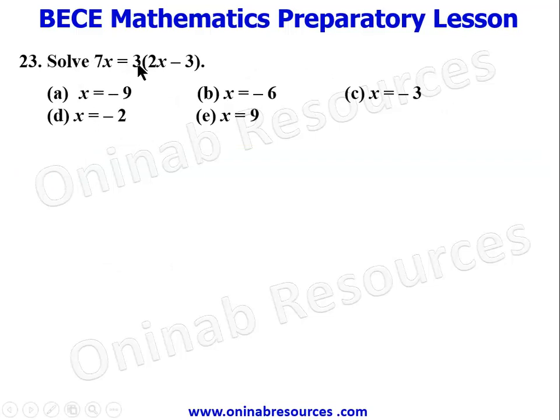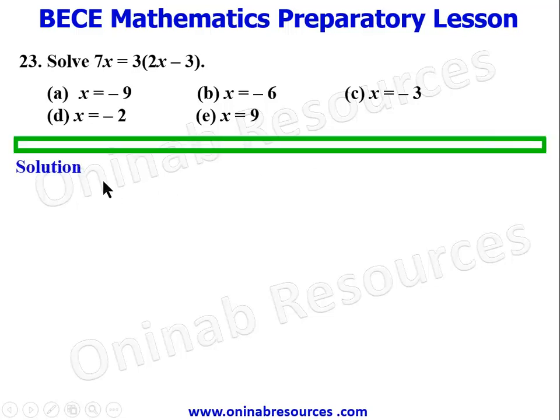Solve 7x is equal to 3 into 2x minus 3. So here we expand the bracket on the right hand side. So that is 7x equal to 6x. 3 times 2x gives 6x. 3 times 3 gives 9. So that's 7x minus 6x is equal to negative 9.